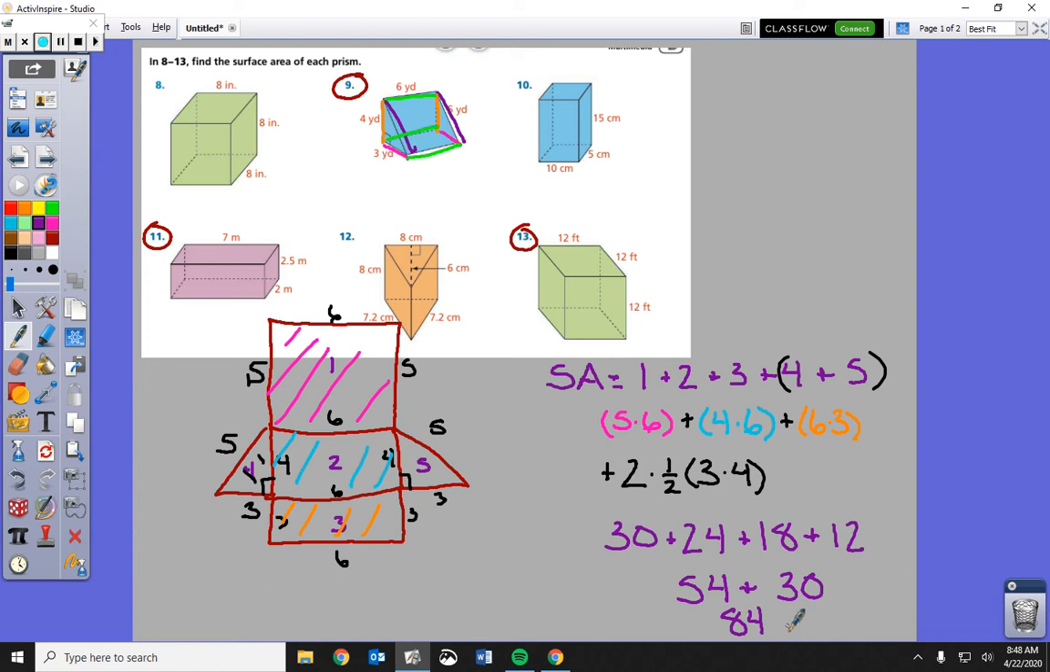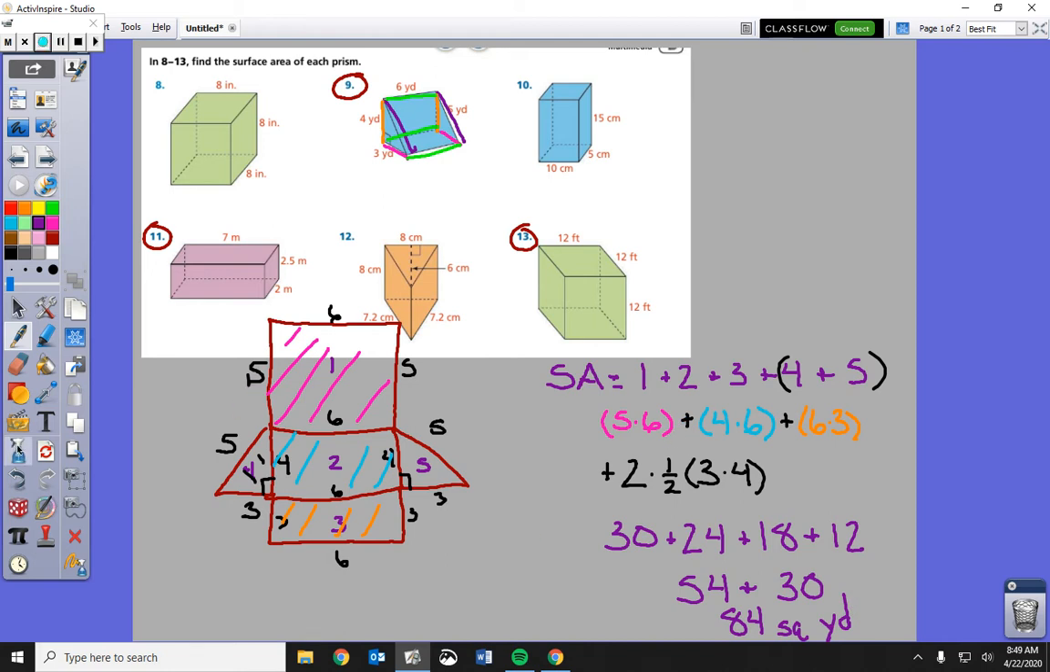Now we're talking area, surface area. It's 84 square yards. Square yards, or yards squared. All right? Again, that was the toughest of the 3. Ideally, you're watching this and kind of checking over your own work.